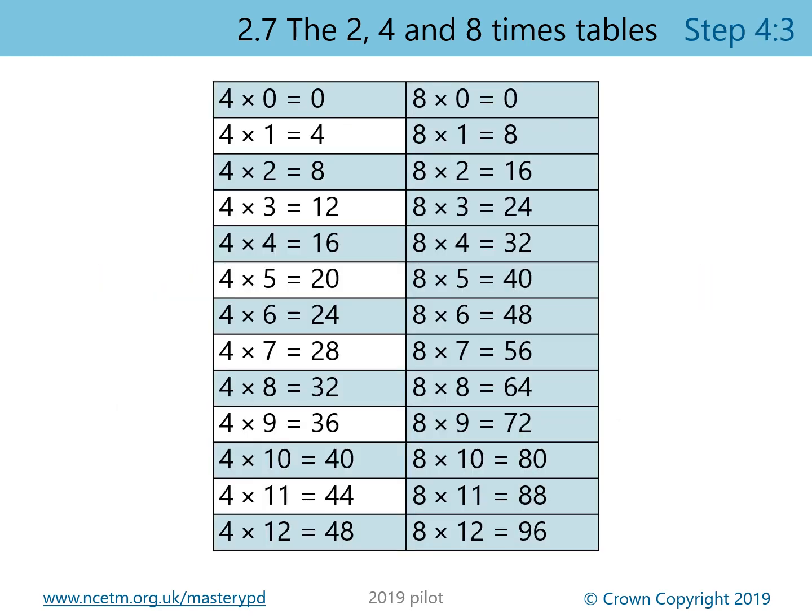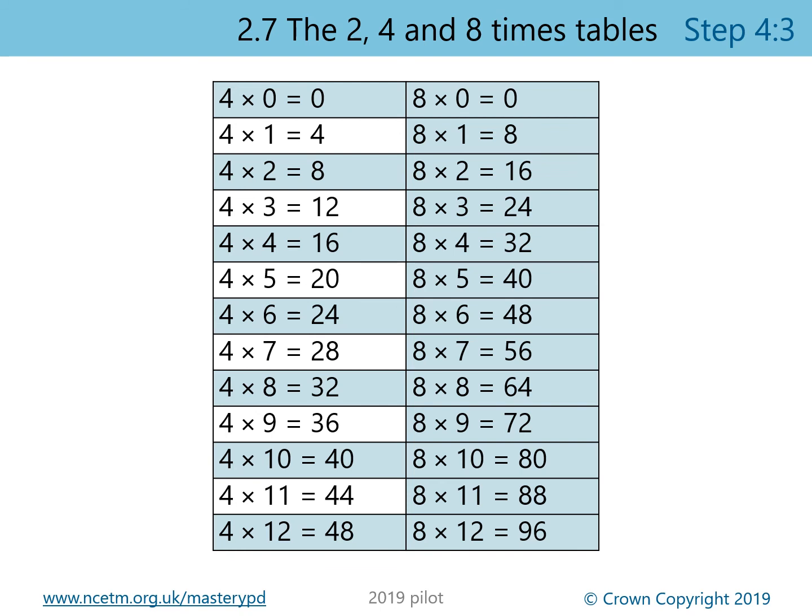Now, finally, we're just going to have a look at the 4 and 8 times tables together. And think about if we notice any patterns in anything that's the same and anything that's different. So on the left-hand side, we have the 4 times table, and on the right-hand side, we have the 8 times table. So just take a wee minute to think about any patterns that you notice between these two tables.